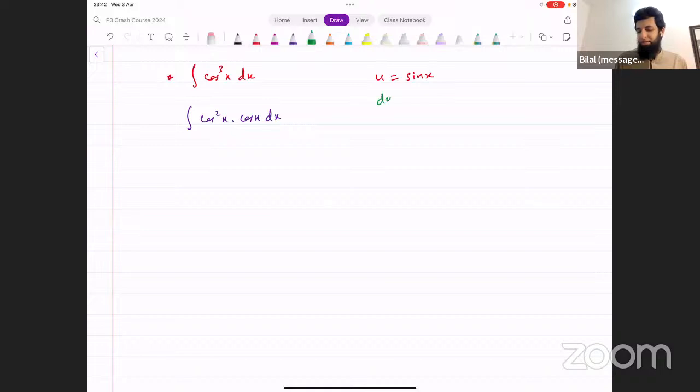Differentiate it, du over dx. What's the derivative of sine x? It's cos x. Now you make dx the subject. That leaves you with du over cos x.